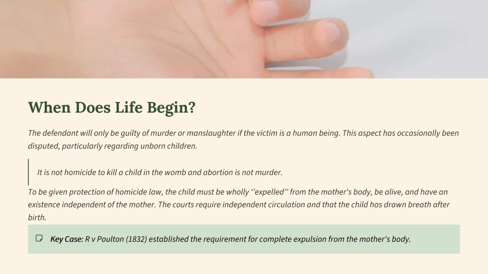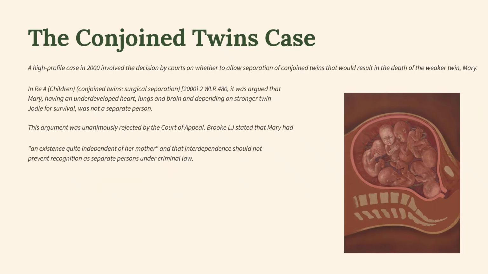To be given protection of homicide law, the child must be wholly expelled from the mother's body, be alive and have an existence independent of the mother. The courts require independent circulation and that the child has drawn breath after birth. The key case here is R v Poulton, which established the requirement for complete expulsion from the mother's body.